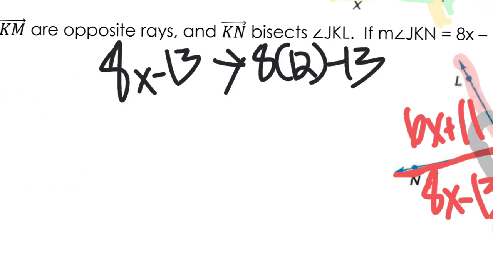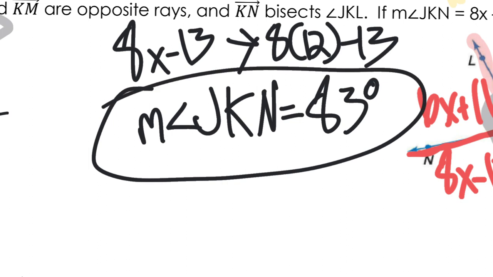So I'm just going to substitute 12 in for x. So it says 8 times 12 minus 13. So what's 8 times 12? That's 96. What's 96 minus 13? That's 83. And that's my final answer.